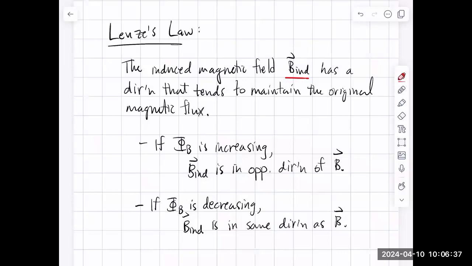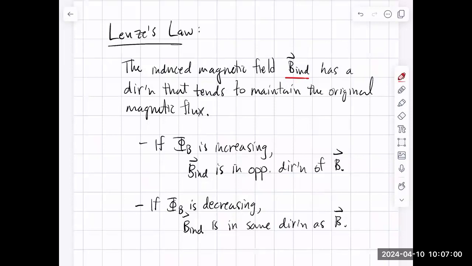Okay, so the summary of Lenz's law is that the induced magnetic field has a direction that tends to maintain the original magnetic flux. So if the flux is decreasing, then the induced field tries to bring it back up. If the flux is increasing, the induced magnetic field will try to bring that flux back down to where it was.